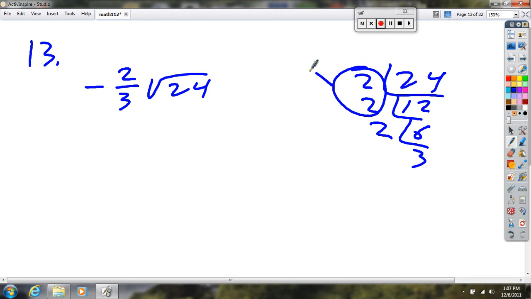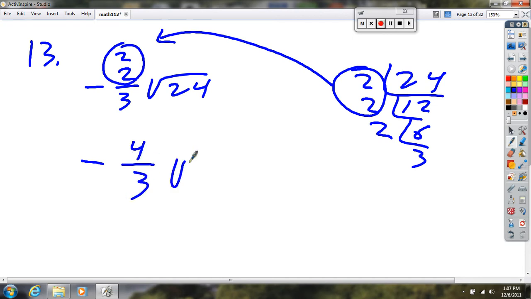The pair of 2's comes out one time and goes on top of the number out here, which now gives me a negative 2 times 2, which is 4, over 3, square root of 2 and 3. The 2 and 3 are not circled. They're not a pair, so they're in a box. 2 times 3 is 6, and the 6 goes inside. And that's our answer.